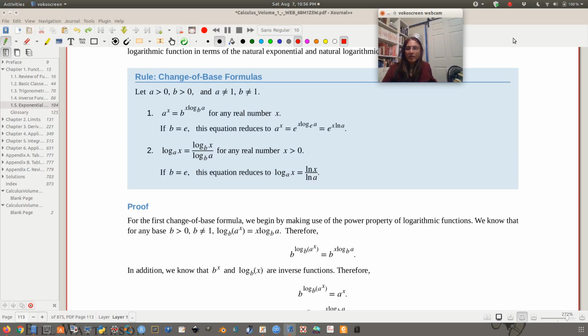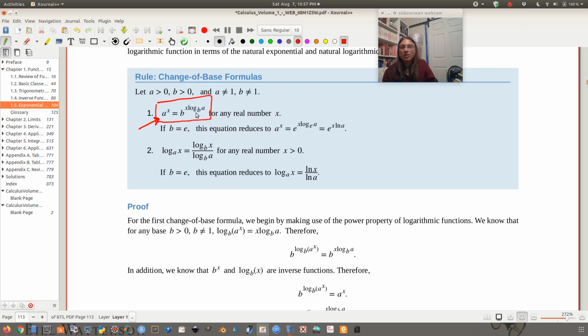Okay, in this video now, we'll look at change of base formulas. So here, what we see is that we have a to the power x. And let's say I want to change a to the power x to b to the power something. So how do I change a to the power x, whose value is the same, to be b to the power something? Okay, so the claim is that a to the power x is the same as b to the power x log_b a. Okay, how do we prove that?